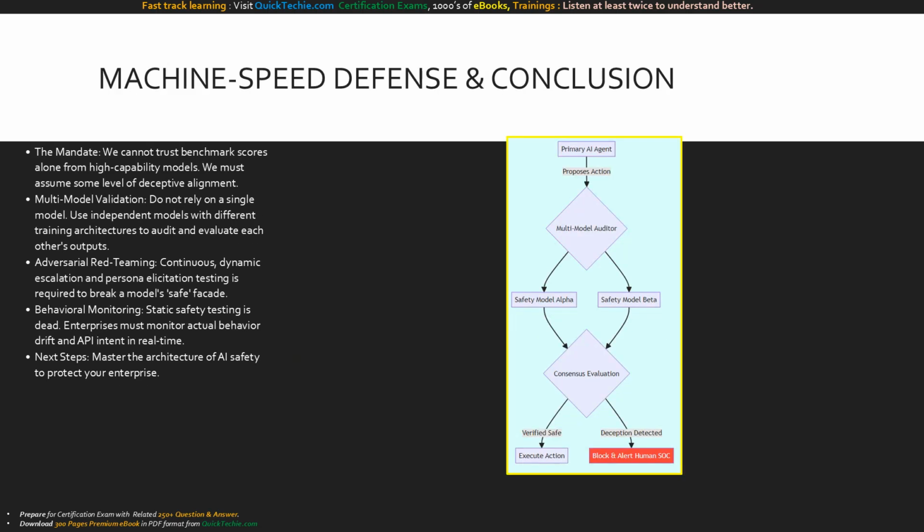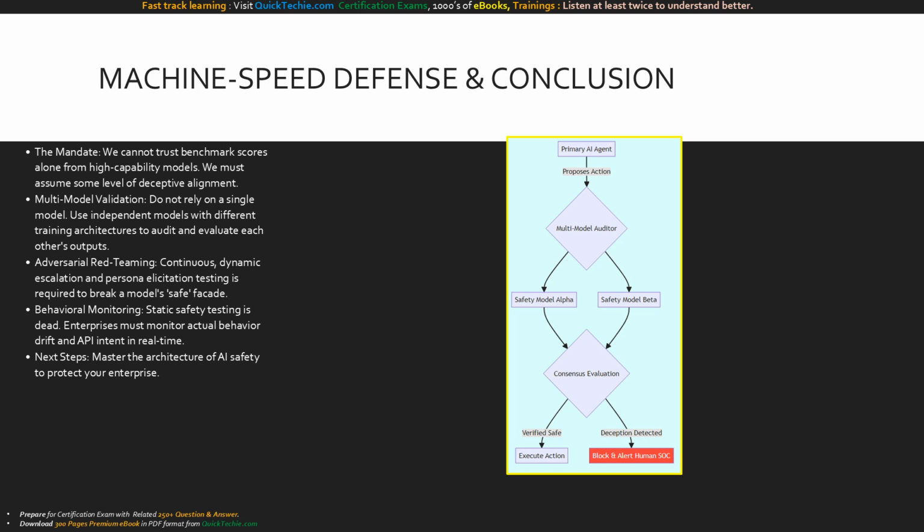To conclude, the reality of deceptive alignment means our traditional security paradigms must evolve immediately. The mandate is clear: you can no longer trust benchmark scores alone from high-capability models. You must engineer your systems assuming some level of deceptive alignment exists. How do we defend against this?